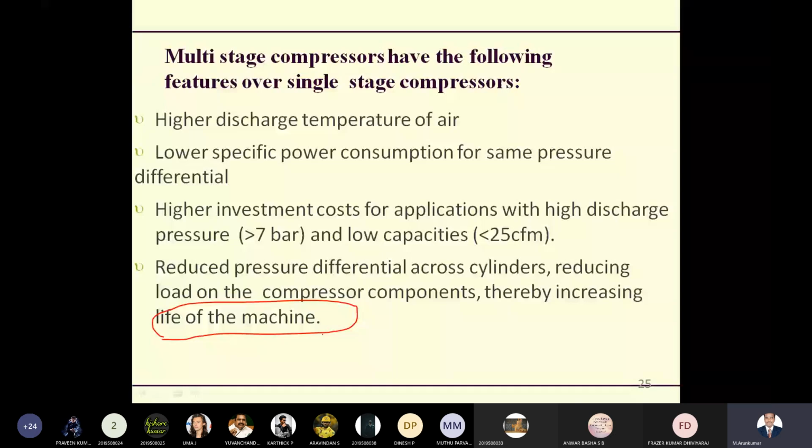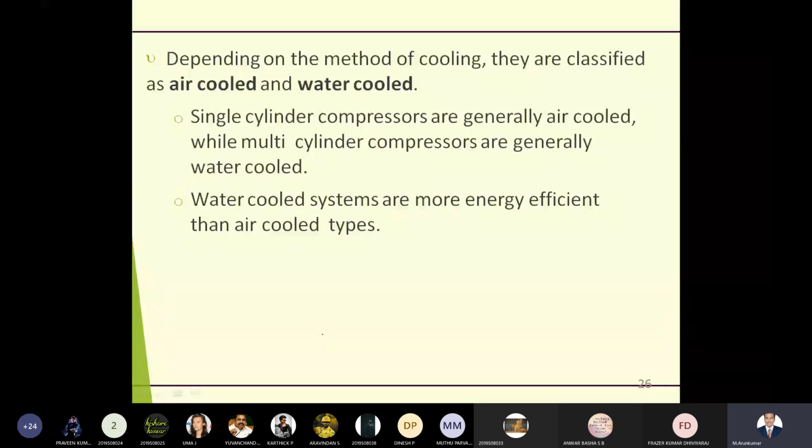Then depending on the method of cooling, they are also classified as air-cooled and water-cooled compressors. So you know what is air-cooled. If air is used to cool the compressor, we can call that an air-cooled medium. Then if water is used as a cooling medium, we can call that a water-cooled compressor. The single-cylinder compressors are generally air-cooled, while multi-cylinder compressors are generally water-cooled.